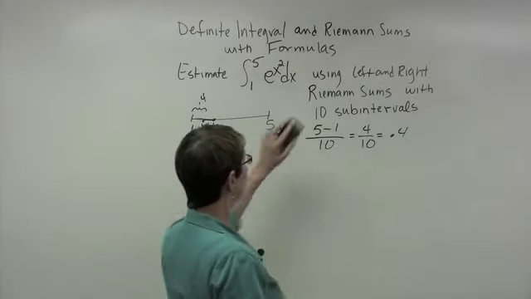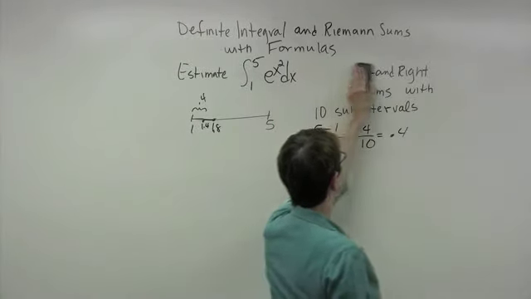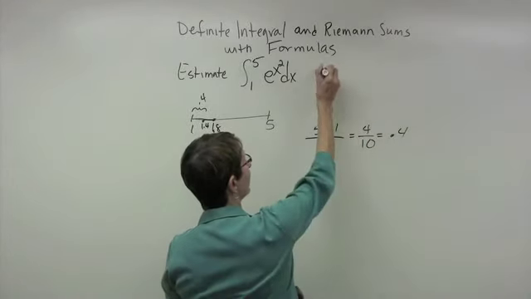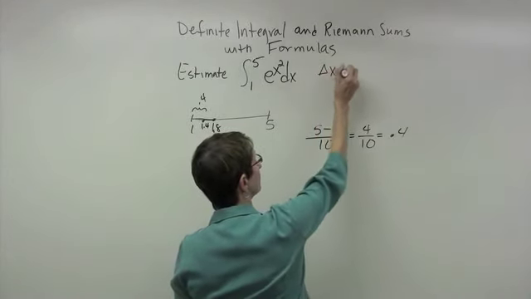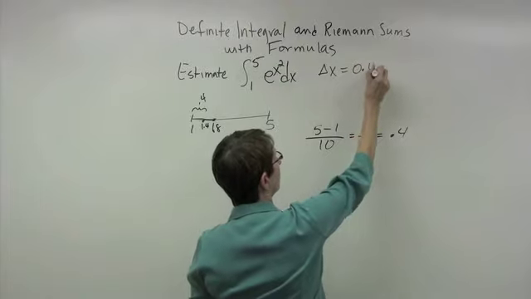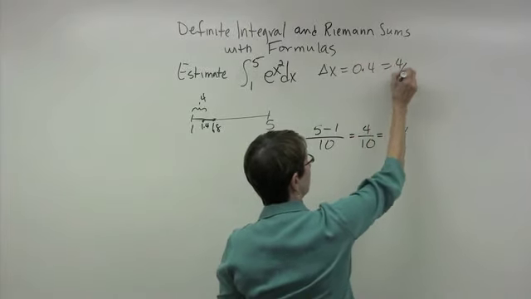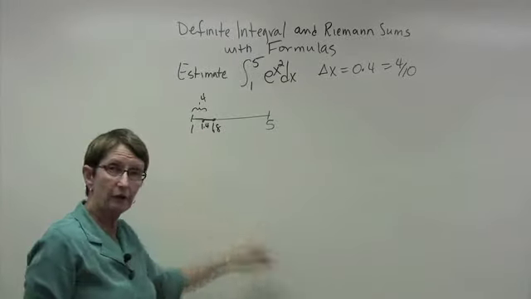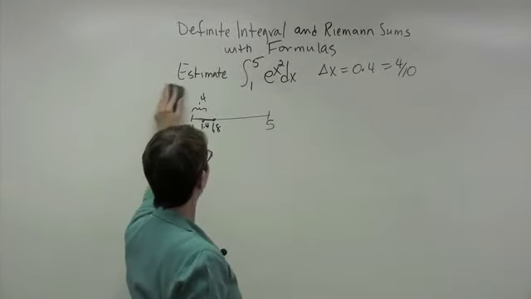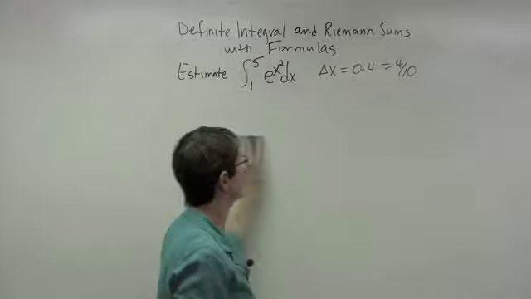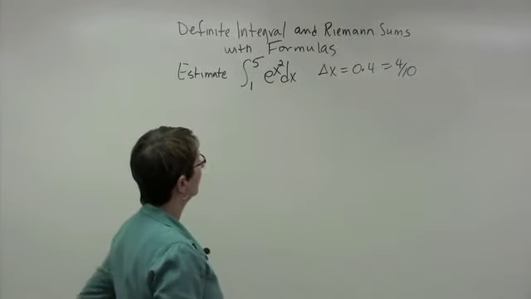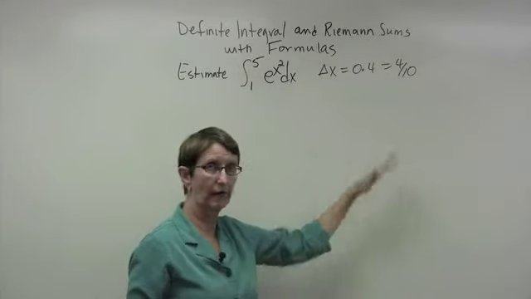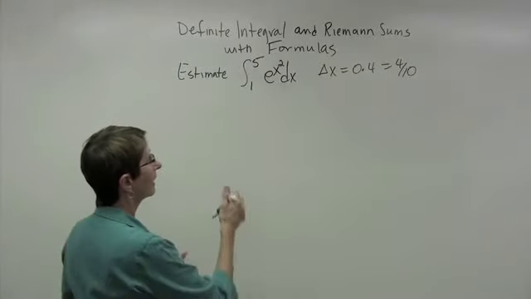So I need left and right sums with 10 subintervals. This is my delta x, 0.4 or 4/10, either way. And I need all these values. So let's see how we might set up a table of data. With 10 subintervals, I think I'm going to go down because I run out of space both ways.